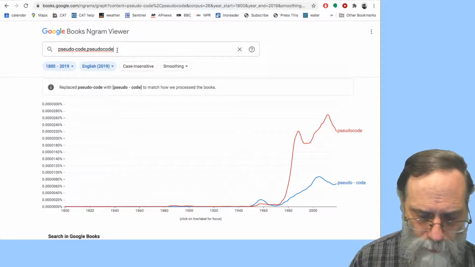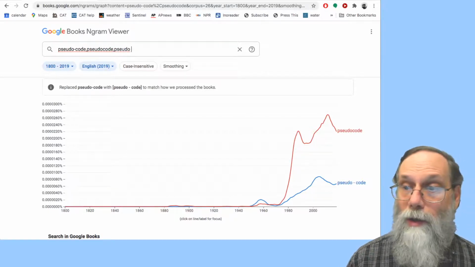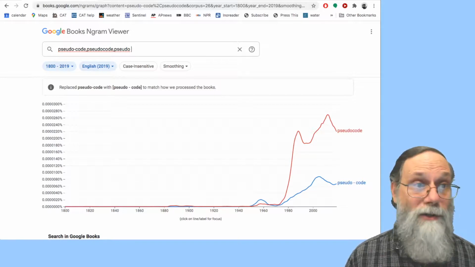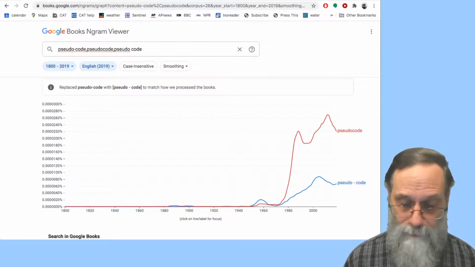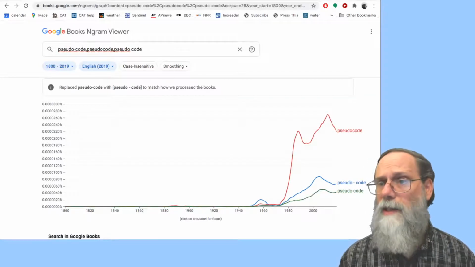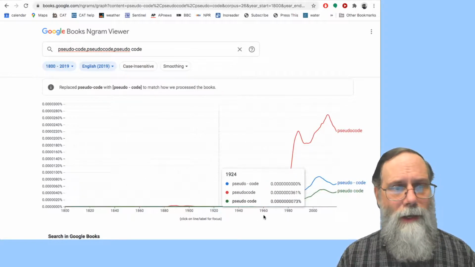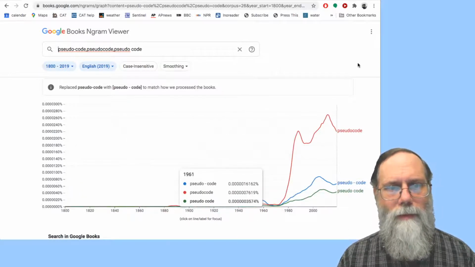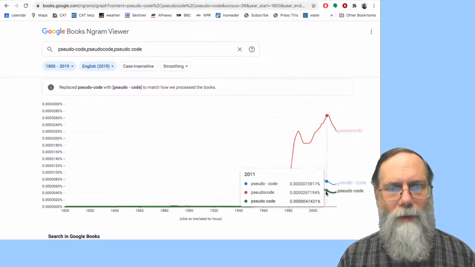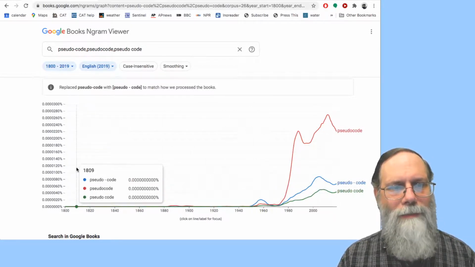There is another thing that you will sometimes see where people who do not realize that pseudo is a prefix try to treat it as a separate word. You'll sometimes see people doing that, and you can see that's a good deal less common. And you can also see that it came in a good deal later. I do not like this pop-up.